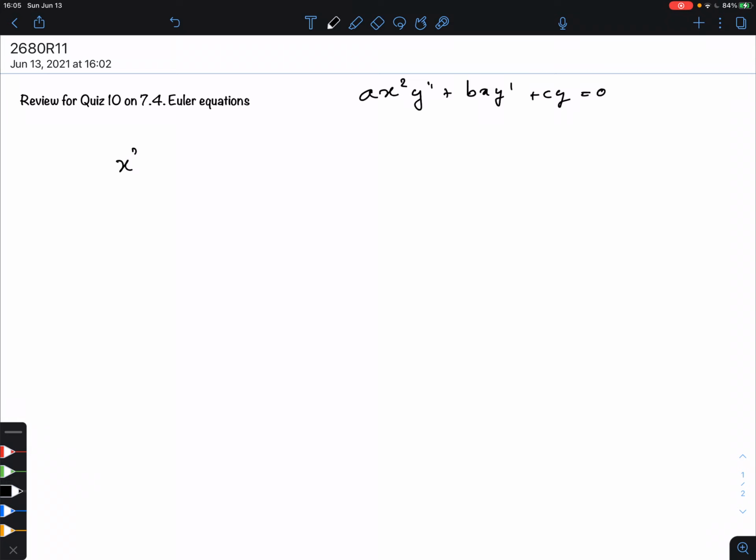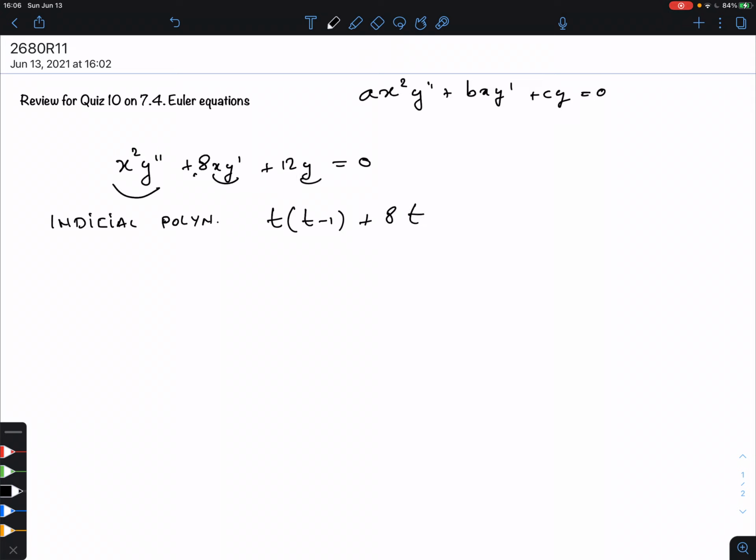So here's the first one: x squared y double prime plus 8xy prime plus 12y equals 0. The indicial polynomial, and it's of course very important that you know how to do this. You look at this term, x squared y double prime, and replace that by t times t minus 1. The xy prime you replace by t, and the y you replace by nothing, by 1. So that's the indicial polynomial.